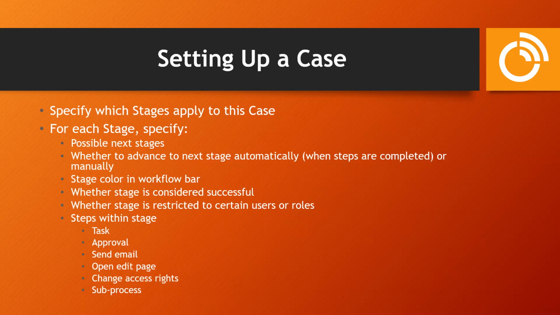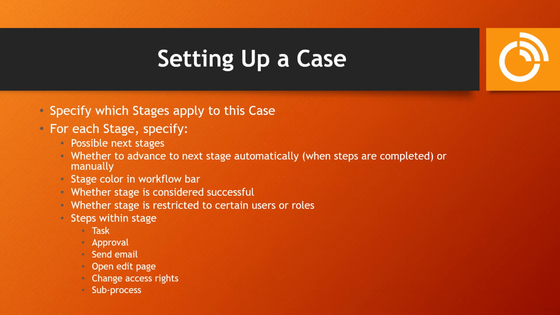And those steps can be required or not required for each step. So that includes having tasks, but essentially prompting users to do something to continue to move the process forward. It includes approvals, sending emails, opening the page to edit certain information, changing the access rights, so maybe when you get to a certain stage, you no longer want certain things to be editable, as well as running any processes, which they consider sub-processes at this point, to automatically do certain things through the process library functionality.